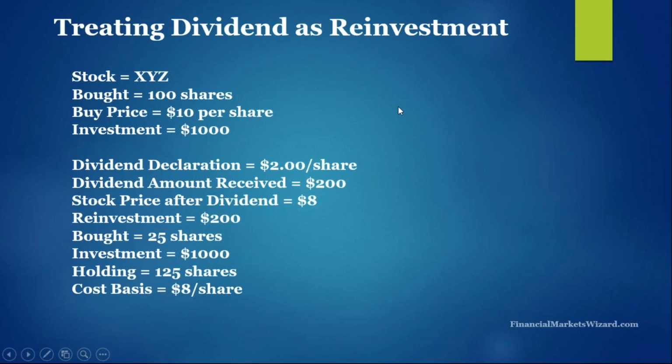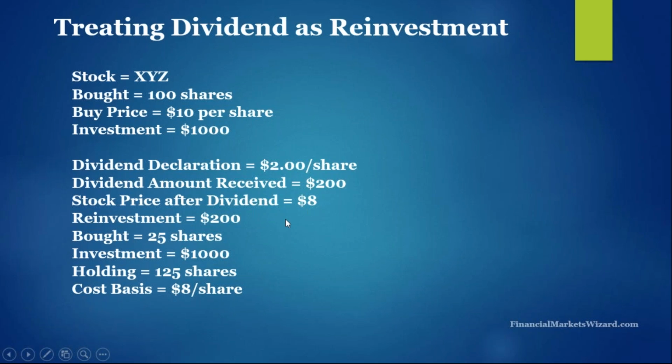Now, if you treat dividend as reinvestment, so you say, no, I don't need cash, I want to buy more shares. It's the same company, you bought 100 shares at $10 per share, investment is $1,000. Dividend declaration, $2 per share. The company said, $200 we will give you. And after the dividend is received on the ex-dividend date, the price drops to $8. But you receive the cash and you say, okay, I don't need cash, you reinvest it. With that $200, you will buy 25 more shares, because the stock is trading at $8.